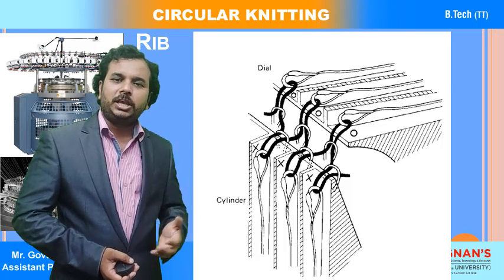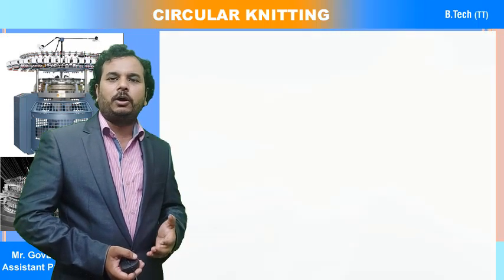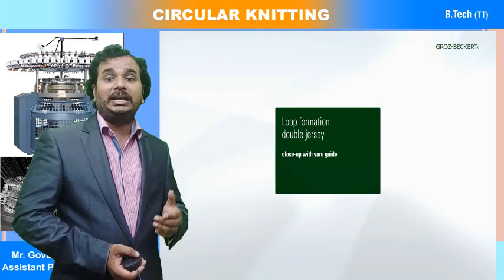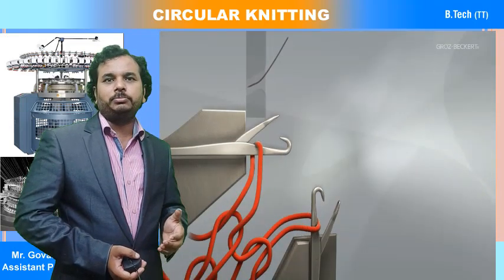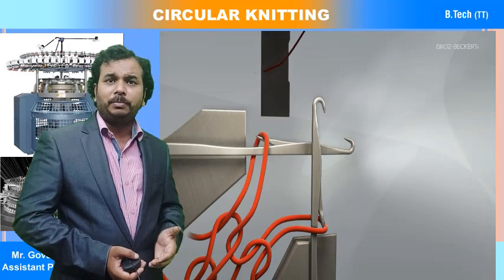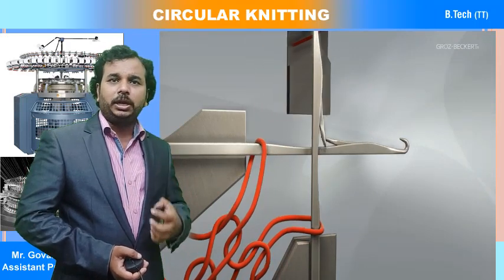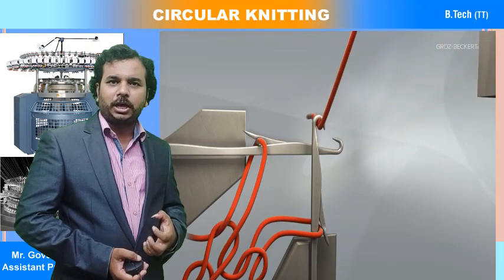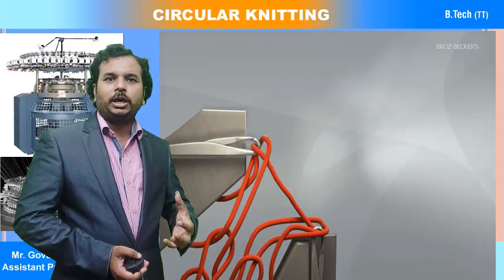We will see a small animation video of rib structures, how we are going to produce them, particularly for double jersey fabrics. You can observe that both the needles are rising up. Now yarn is fed to the needles at a time. You can observe that yarn is fed to both the needles, and now both are pulling.